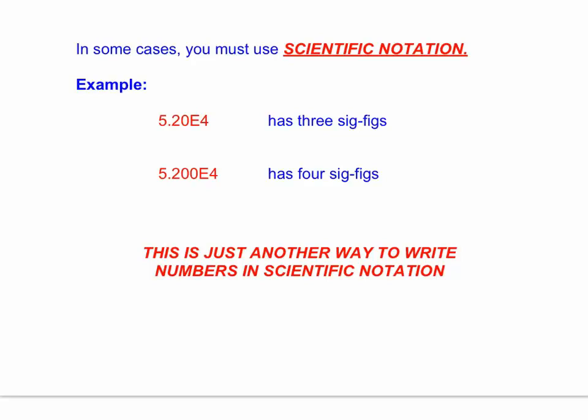You may notice from the WebAssign that we did earlier that there is another way to show scientific notation. And the way we do that is what we sometimes call e-notation. 5.20 times 10 to the fourth can also be shown as 5.20 E4. 5.200 times 10 to the fourth would be 5.200 E4. Again, just a new way to show it, still the same measurement, still the same number of significant figures.